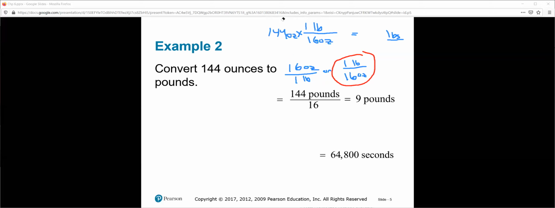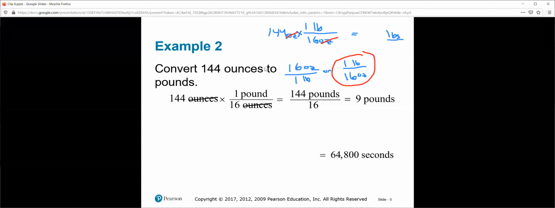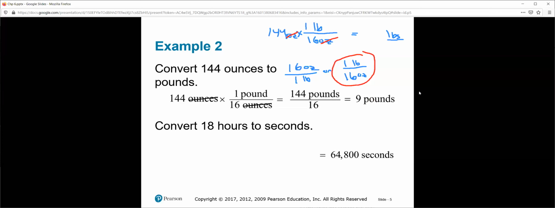Now I can look at my equation. I have pounds as my numerator, and I have ounces in the numerator and ounces in the denominator. Those two cancel, meaning my math is 144 divided by 16. Notice here, the ounces cancel, leaving pound in the numerator, which is what we wanted. And then this math, you can just do with the calculator or however you want to do it. Pretty straightforward, not too bad, I hope.